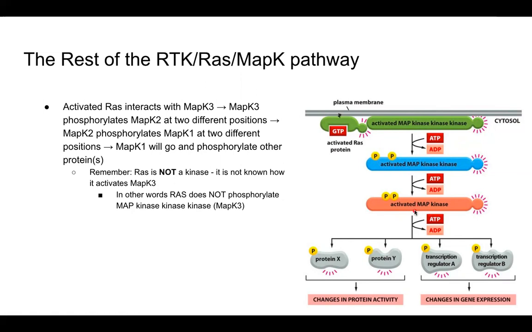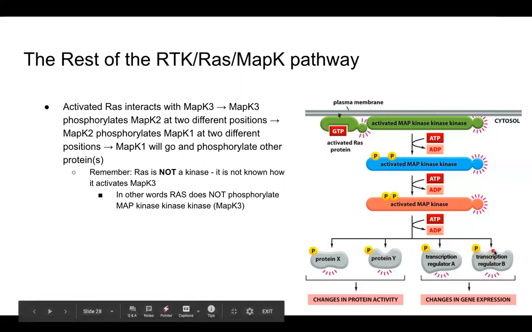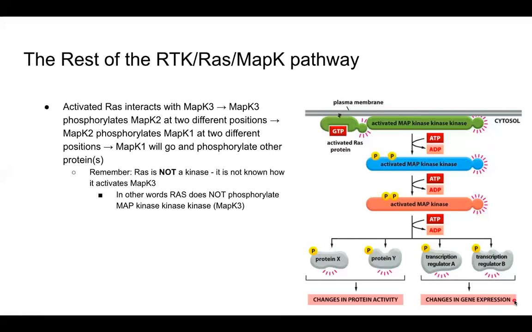And once MAPK1 is phosphorylated by MAPK2, it's able to go and phosphorylate other proteins or phosphorylate transcription regulators. So the MAPK1 can result in changes in protein activity or changes in gene expression. And so that's like the bottom half of the pathway. Does anyone have any questions so far on what I described? Does it make sense to people?